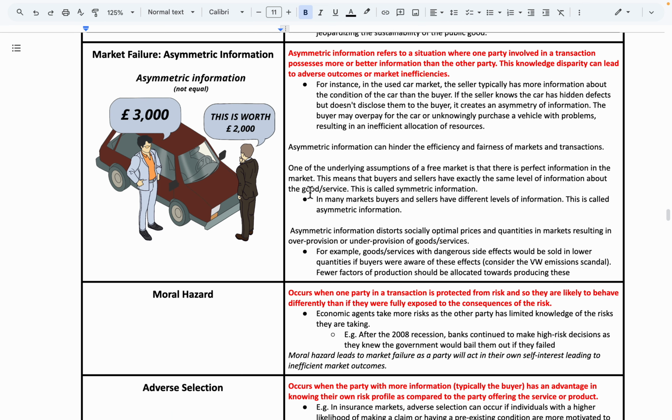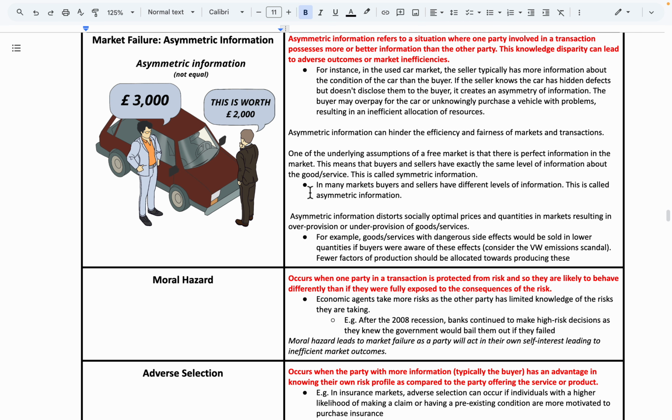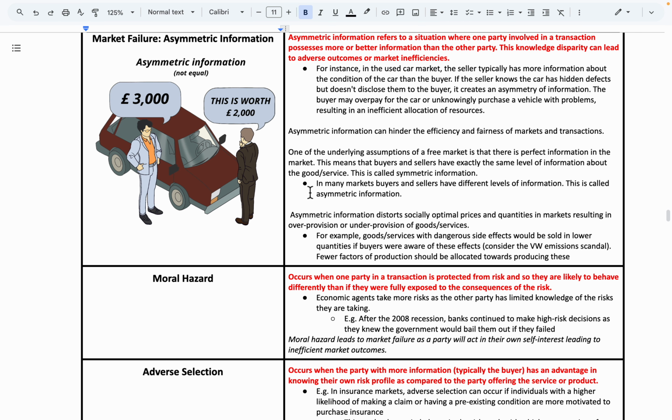Okay, now let's look at another form of market failure, which is asymmetric information. So asymmetric information refers to a situation where one party involved in a transaction possesses more or better information than the other party. So this is mostly apparent in examples like the used car market, like car dealerships, where the seller typically has more information about the condition of the car than the buyer.